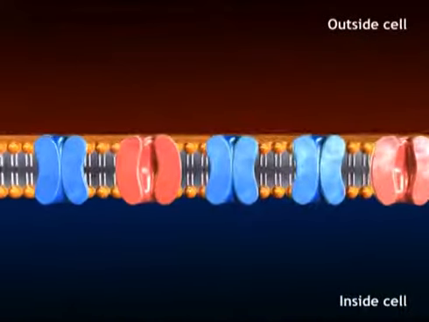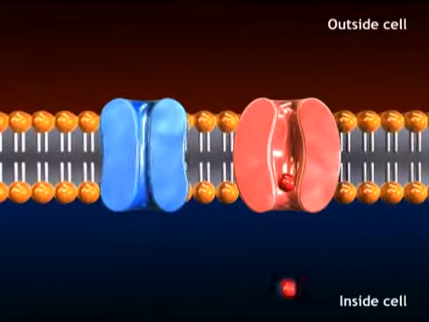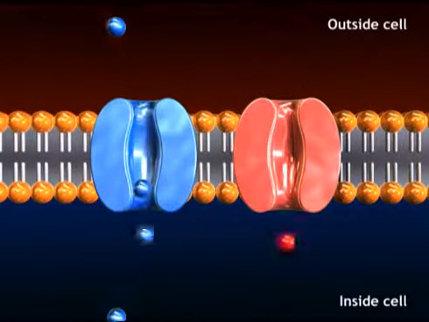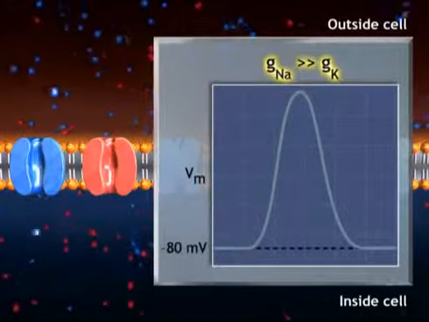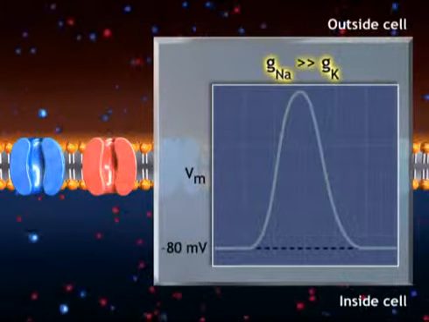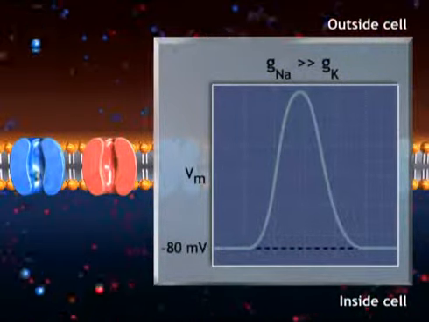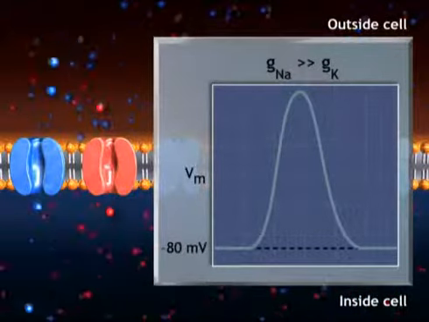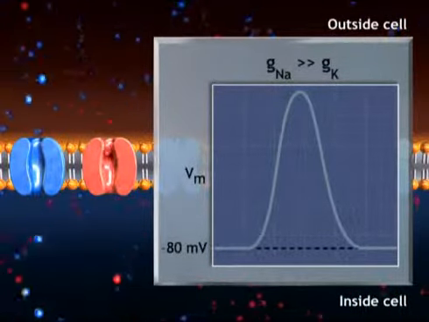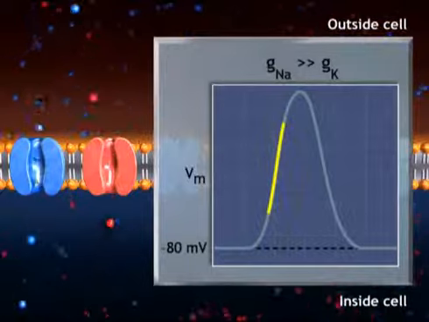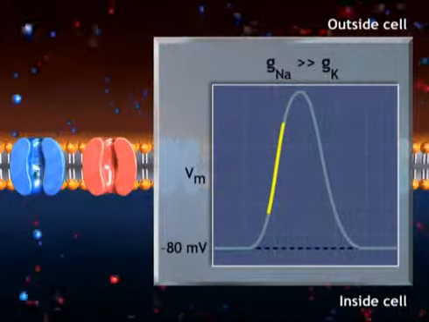When the sodium channels are suddenly opened, sodium ions rush into the cell. At this point, sodium conductance exceeds potassium conductance. Accordingly, the membrane potential becomes more positive as it approaches the equilibrium potential for sodium. This change represents the rising phase of the action potential.